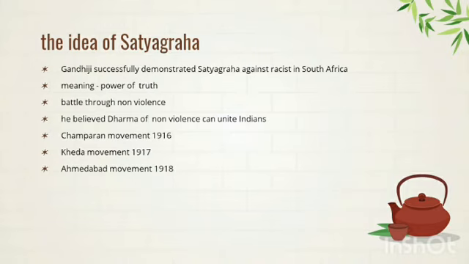Okay. The next, the idea of Satyagraha. Gandhiji's fight for Indians in South Africa was well known. His method of agitation and protest based on truth and non-violence was known as Satyagraha. Without being aggressive, a Satyagrahi could win the battle.